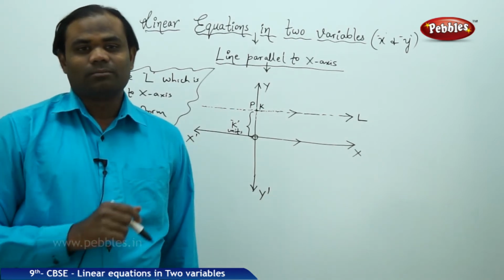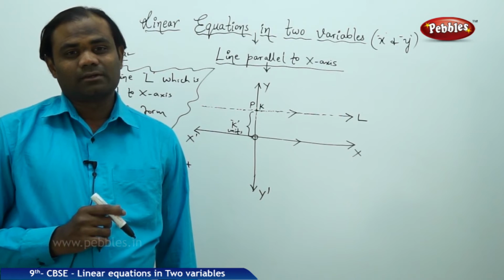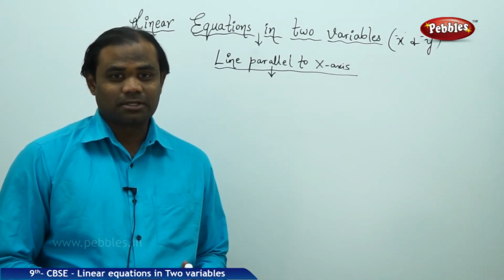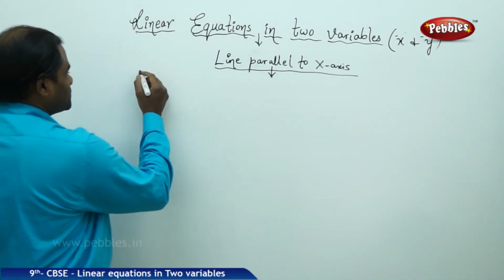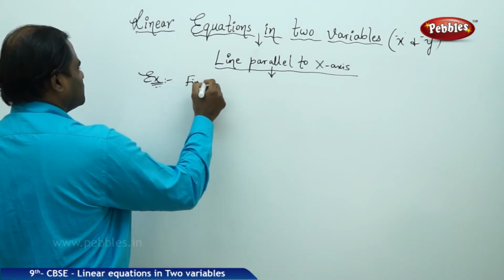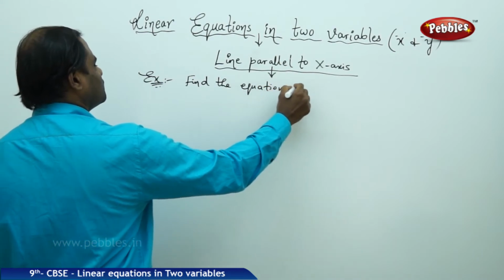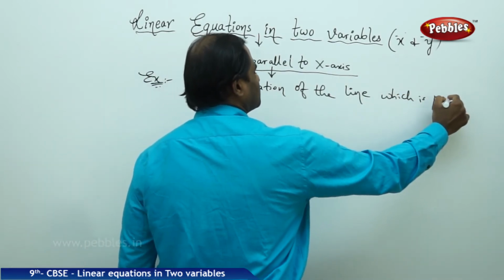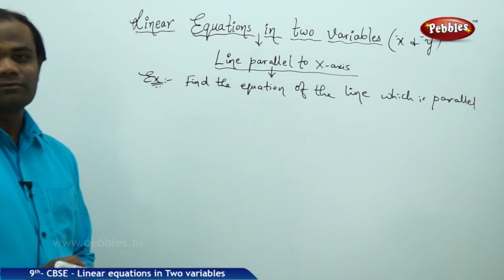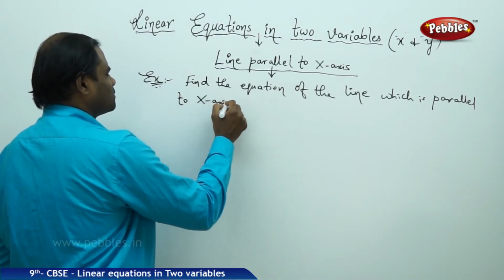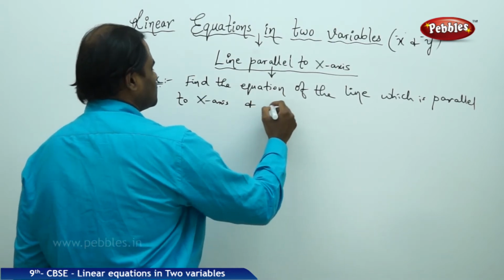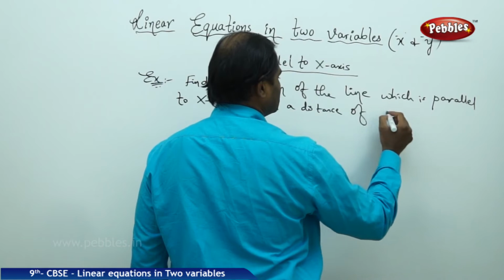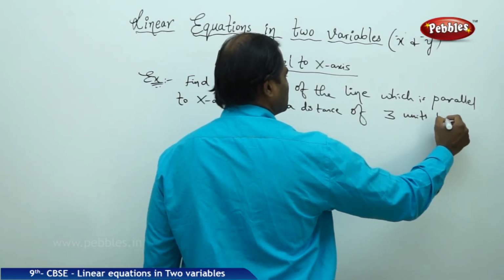Now let's see an example problem to identify the line which is parallel to x-axis through the given formula. Now let's see an example problem to understand the concept better. The question says, find the equation of the line which is parallel to x-axis and at a distance of 3 units below x-axis.